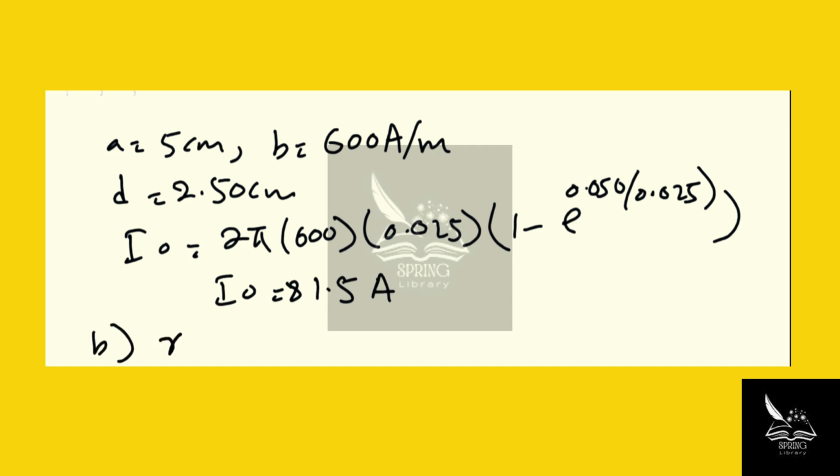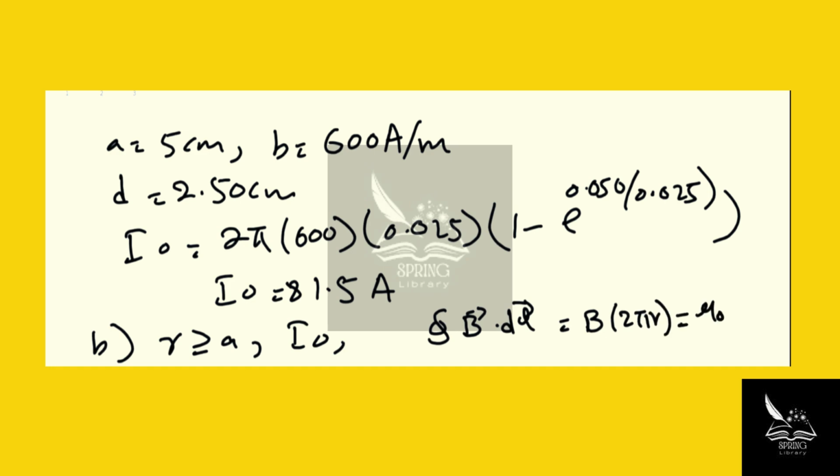Part B of the problem. Now for r greater than or equal to a, the enclosed current is I naught. Therefore, from Ampere's law, we can write closed integral of B dot dl is equal to B times 2 pi r, which is equal to mu naught times I naught. From here, B will be equal to mu naught I naught over 2 pi r.